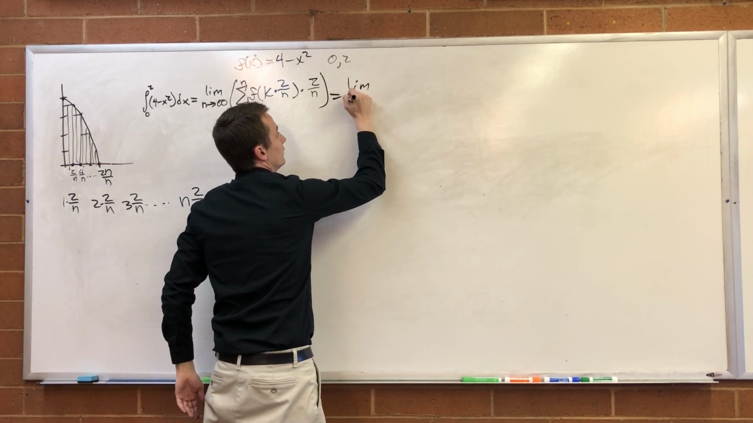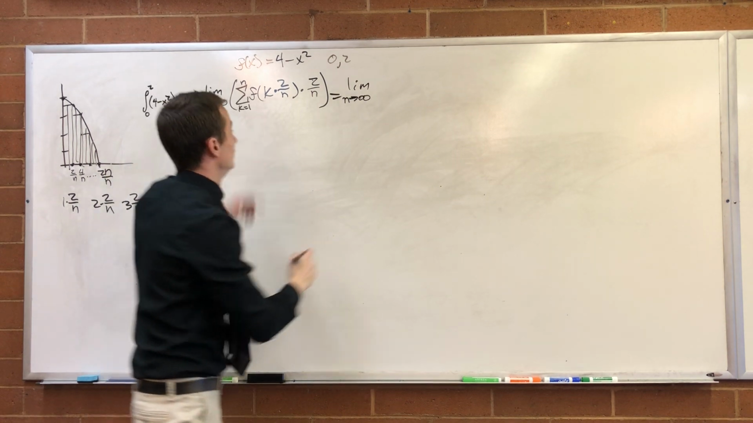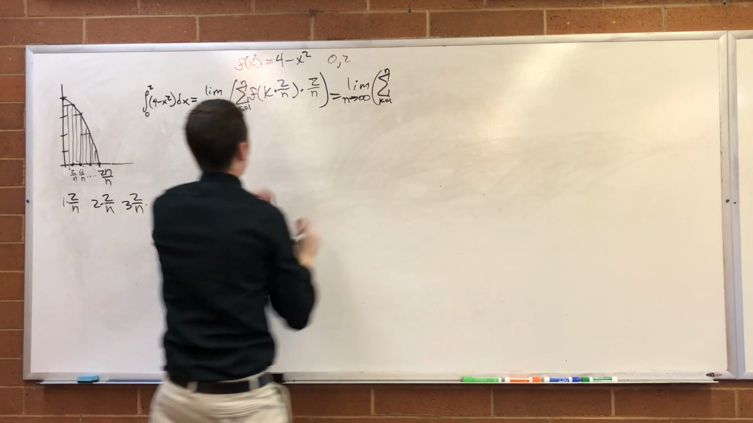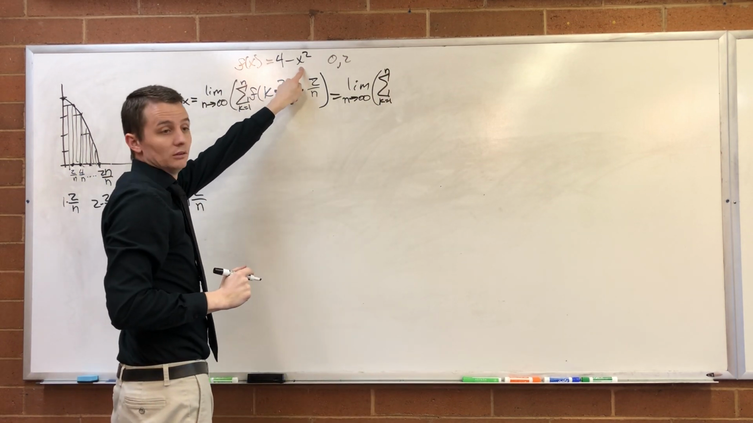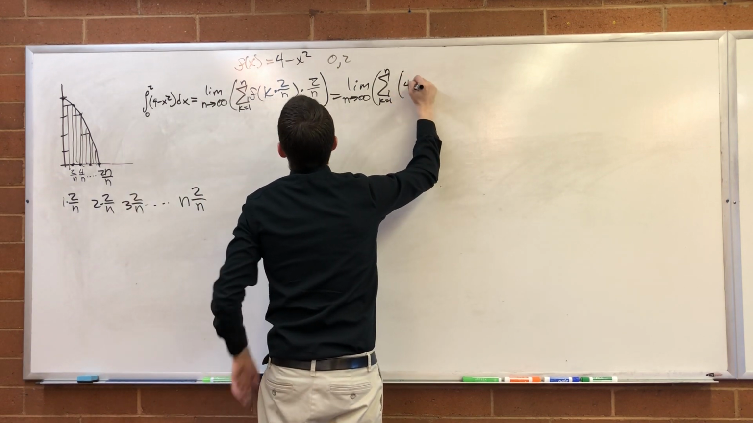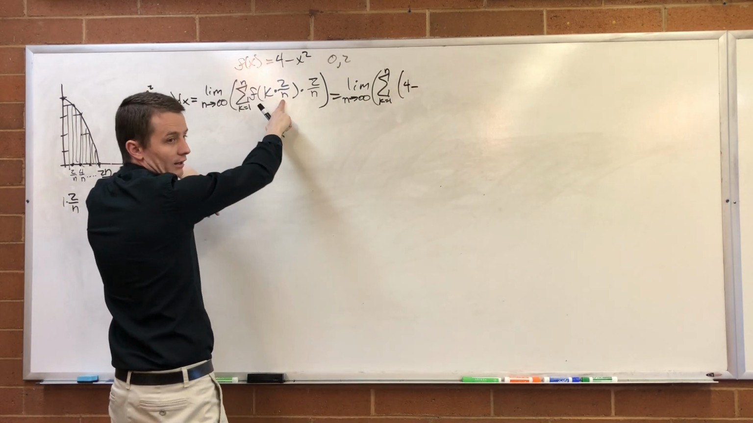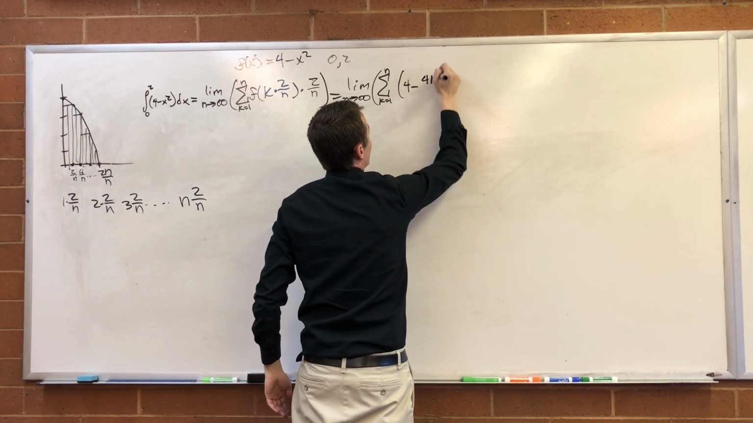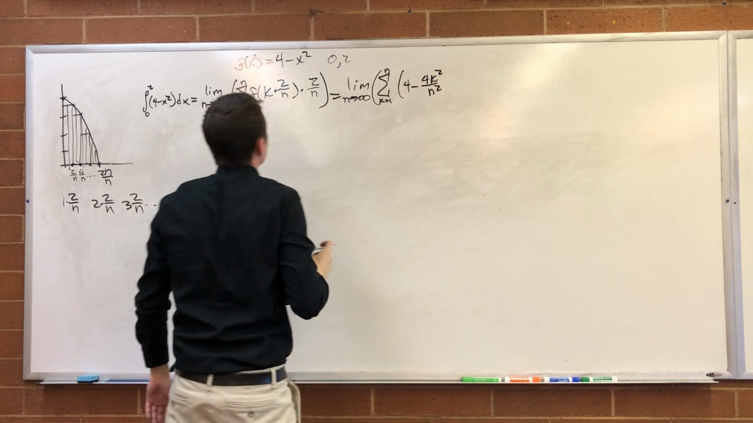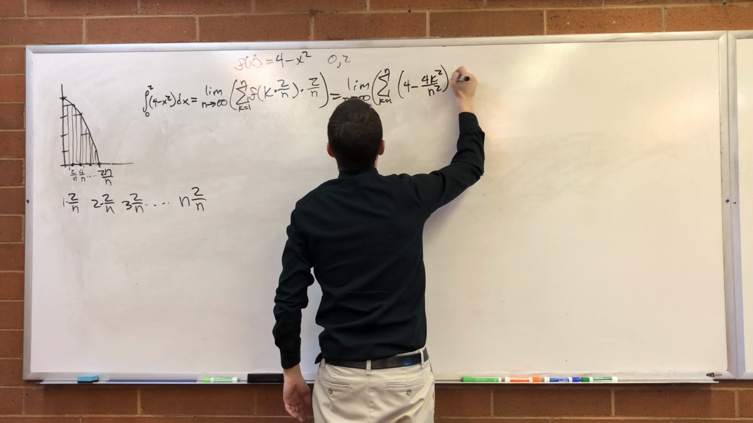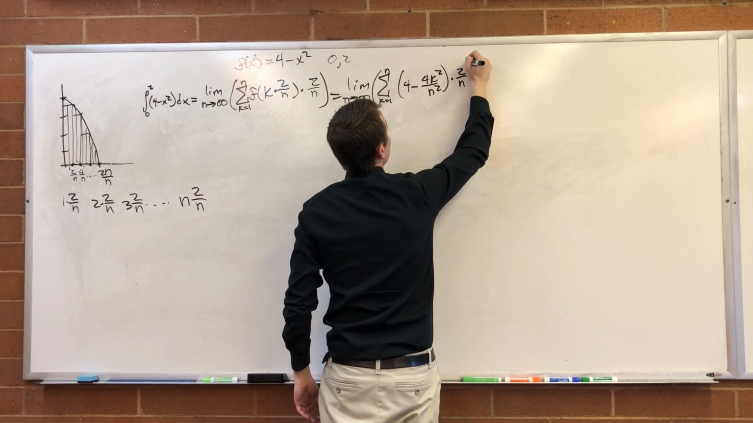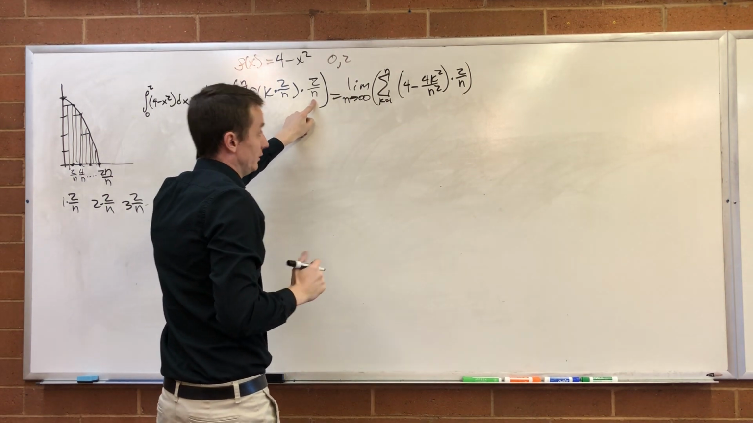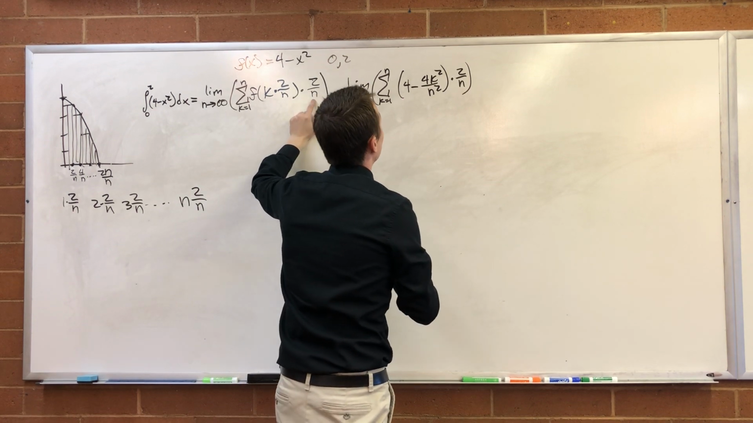So this is the limit as n approaches infinity of the sum from k equals 1 to n of, now we plug this into our equation, 4 minus, we have 2k over n, is another way to write that. So 2k over n squared is going to be 4k squared over n squared, times 2 over n, for the base. Base times height. Yeah, I'll distribute it in.